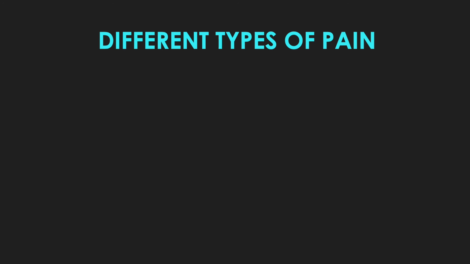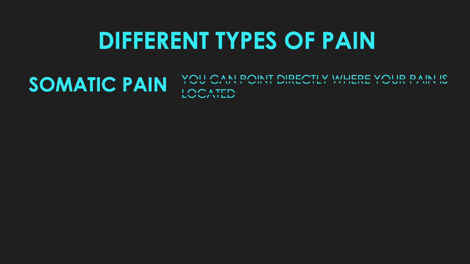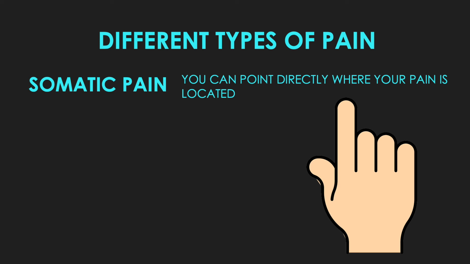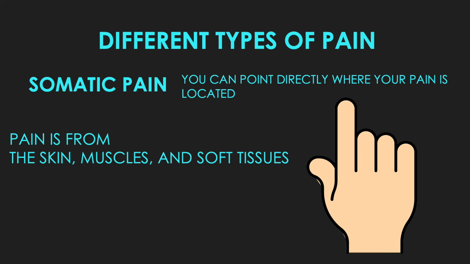There are different types of pain that we encounter. One of the types of pain that we have is somatic pain, and that's where you could take your finger and point to directly where your pain is. Your pain does not radiate. Your pain is directly where you are touching.